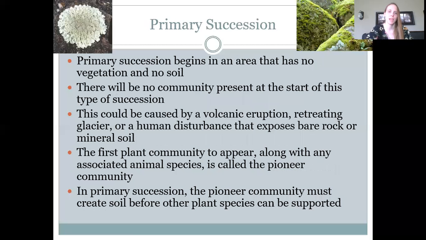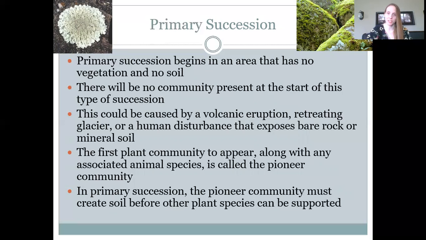So primary succession is going to follow a type of disturbance that removes soil from the area. So it's not only going to remove the vegetation or the plants, it takes away the soil as well. So this type of disturbance is less common, and it takes a lot longer to recover from. Essentially, there will be no community at all in this ecosystem at the start of primary succession.